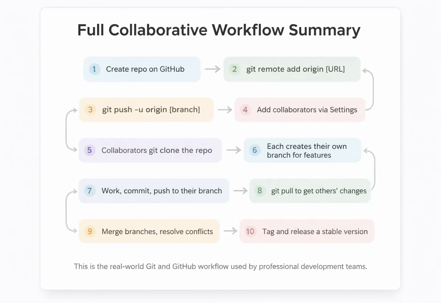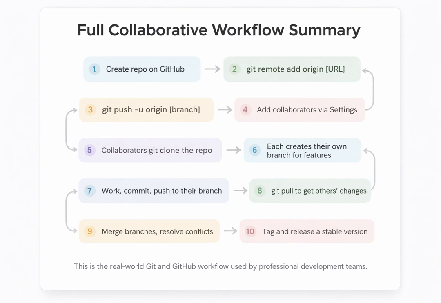Let's bring everything together into one clear picture of the full collaborative workflow. You start by creating a repository on GitHub and connecting your local project to it with git remote add origin. You push your initial code up with git push. You add your teammates as collaborators through the settings page. Each collaborator clones the repository to their own machine. Everyone creates their own branch for the feature they're working on.